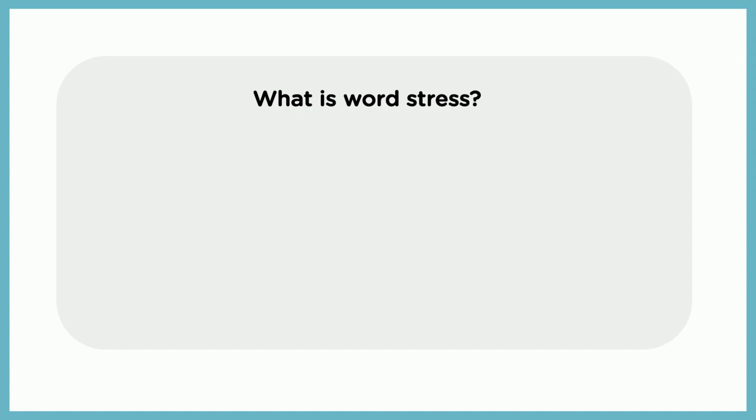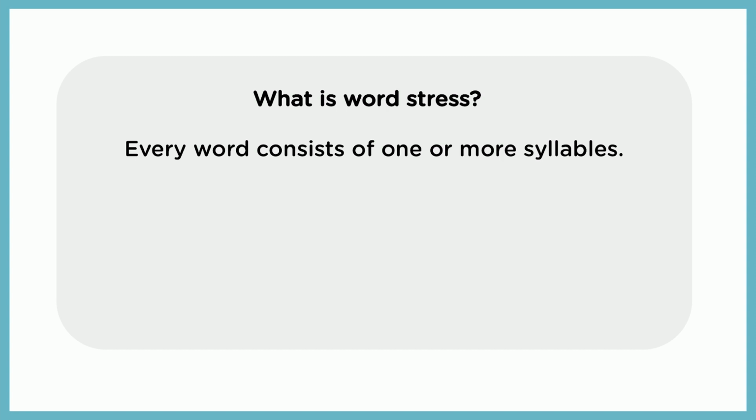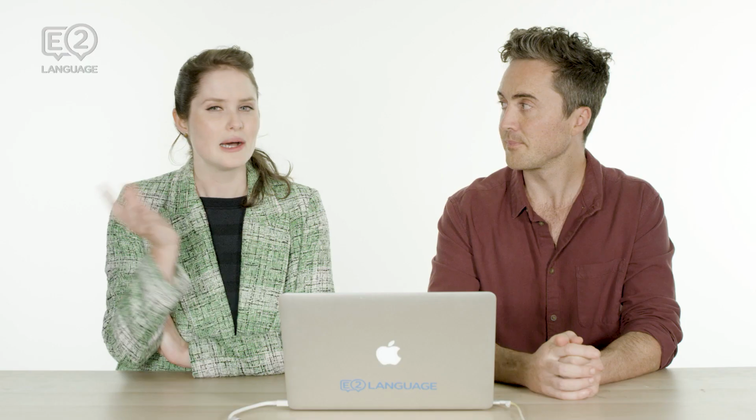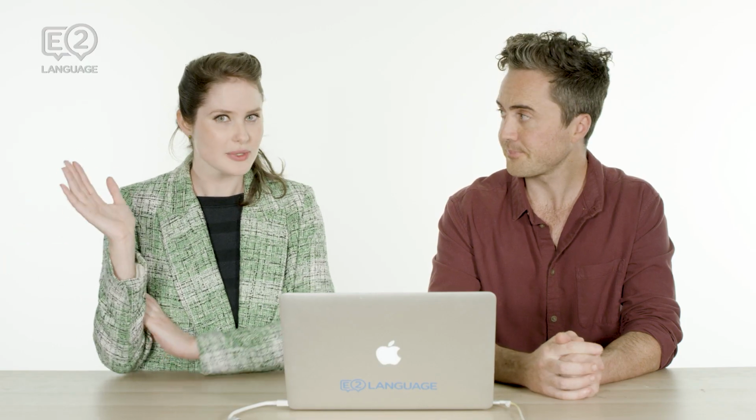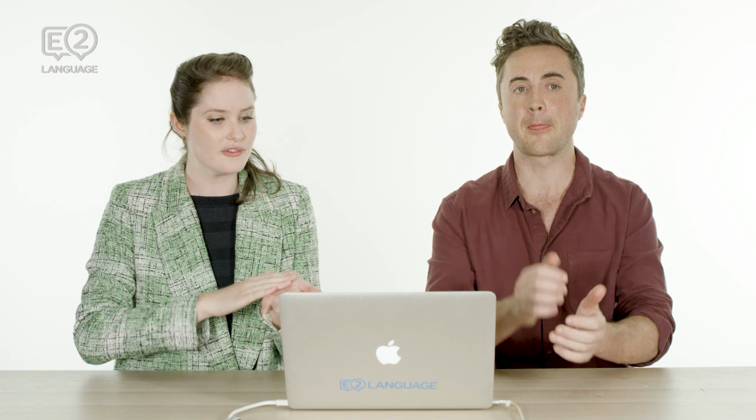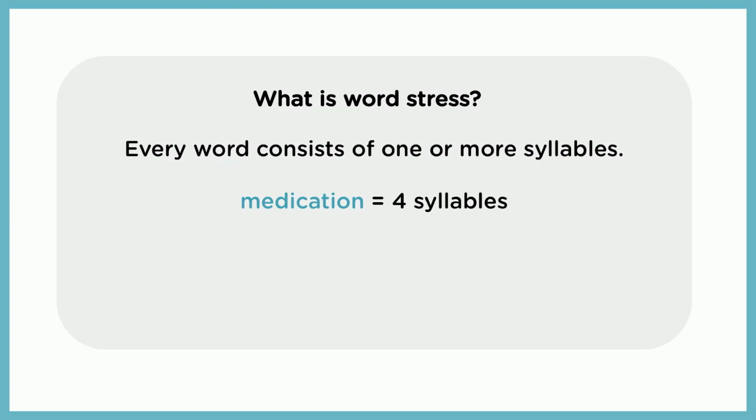Well, first of all, what is word stress? Well, every word in English consists of one or more syllables. So, for example, medication has 4 syllables. Now, what is a syllable? Well, a syllable is like a beat. It's a part of a word. So, medication. We can break it up into 4 beats. Here they are, separated. Medication.